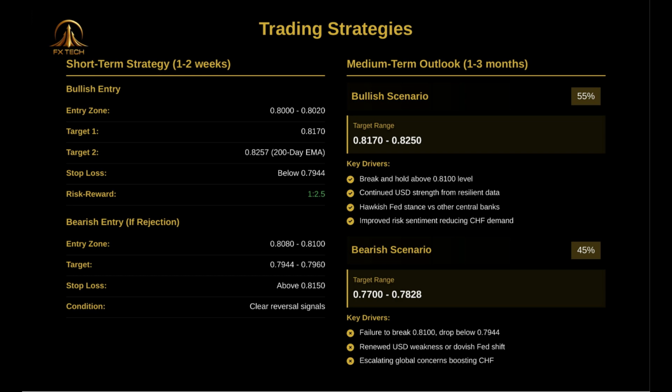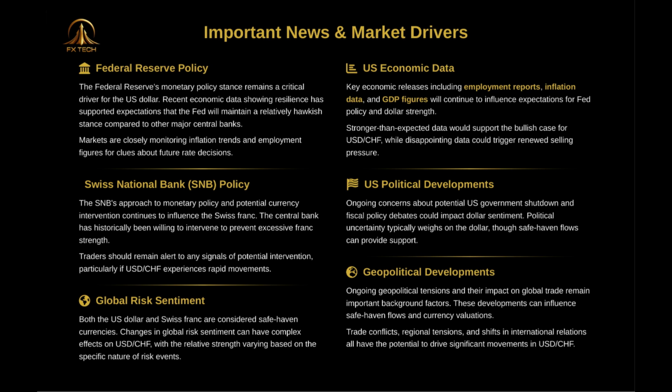0.7700 to 0.7828. Several key factors are influencing USD/CHF and will likely continue to drive price action. Federal Reserve policy remains critical, with recent economic data supporting expectations of a relatively hawkish stance compared to other central banks. Any shifts in Fed rhetoric could significantly impact the pair. The Swiss National Bank's approach to monetary policy and potential currency intervention continues to influence the franc. The Swiss National Bank has historically been willing to intervene to prevent excessive franc strength.